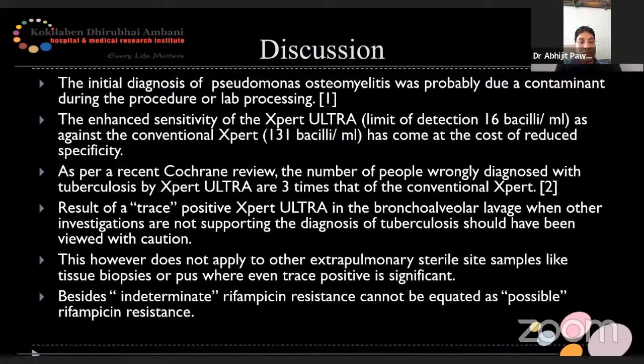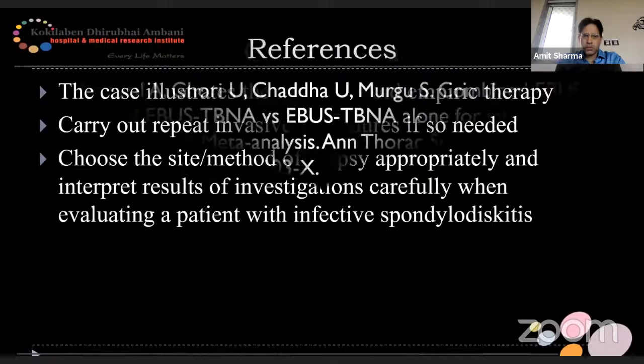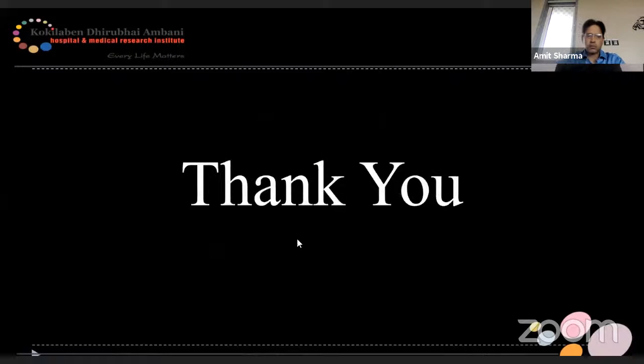This, however, does not apply to extrapulmonary sterile site samples like tissue biopsies or pus, where even trace positive is significant. Besides, indeterminate rifampicin resistance cannot be equated with possible rifampicin resistance. Conclusion. The case illustrates the need to avoid empiric therapy, carry out repeat invasive procedures if so needed, choose site or method of biopsy appropriately, and interpret results of the investigations carefully when evaluating a patient with infective spondylitis. Thank you.